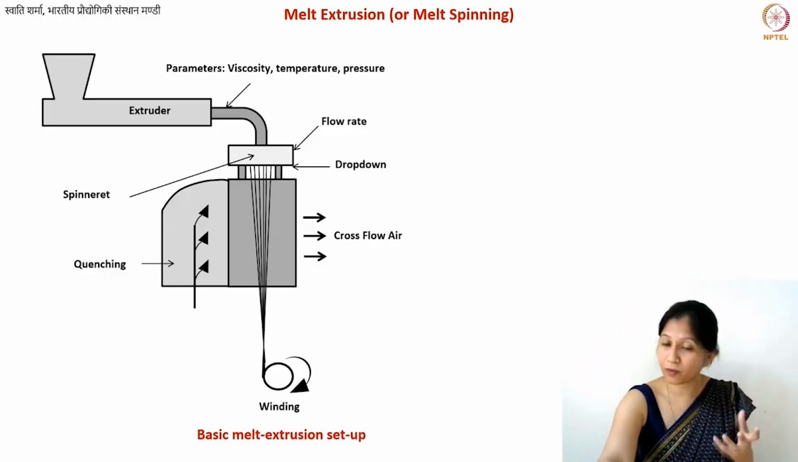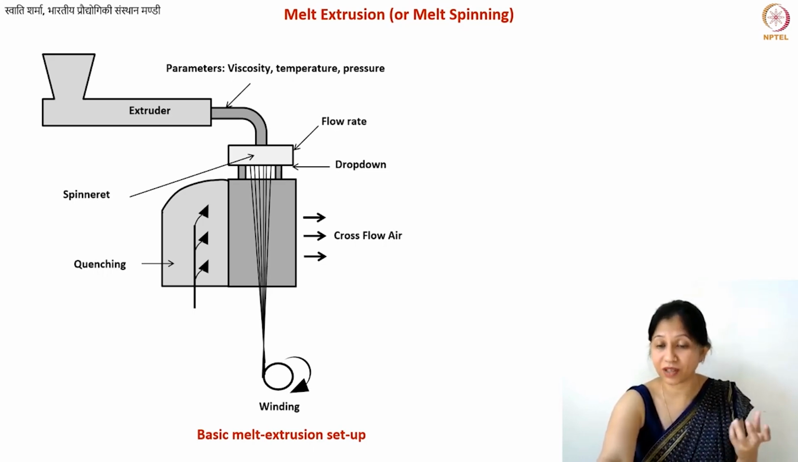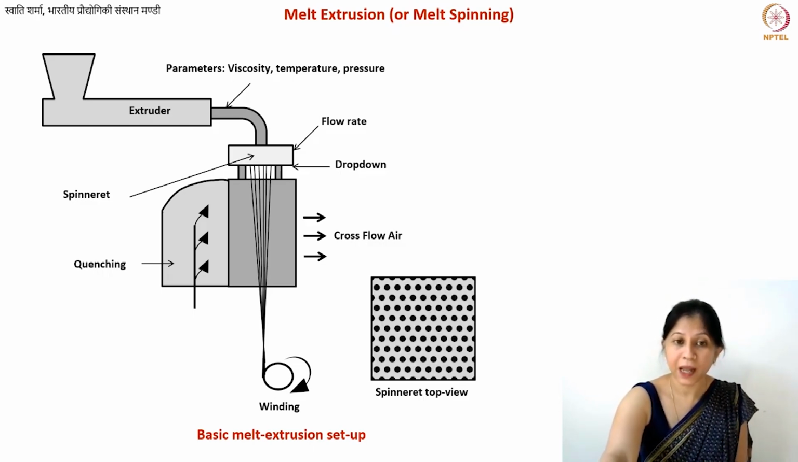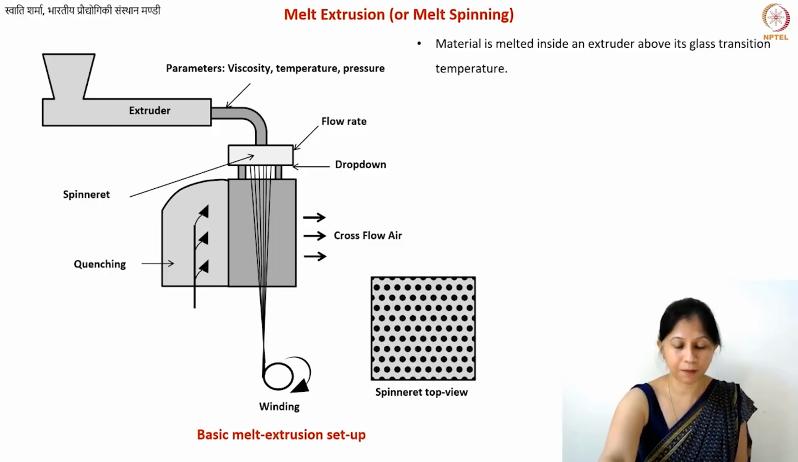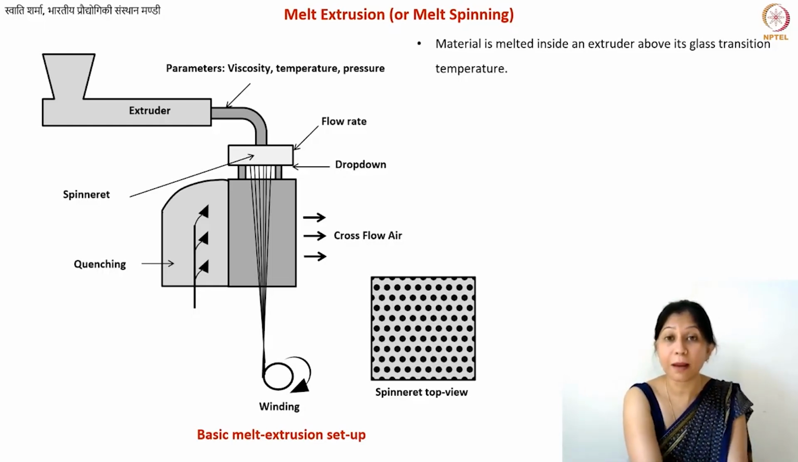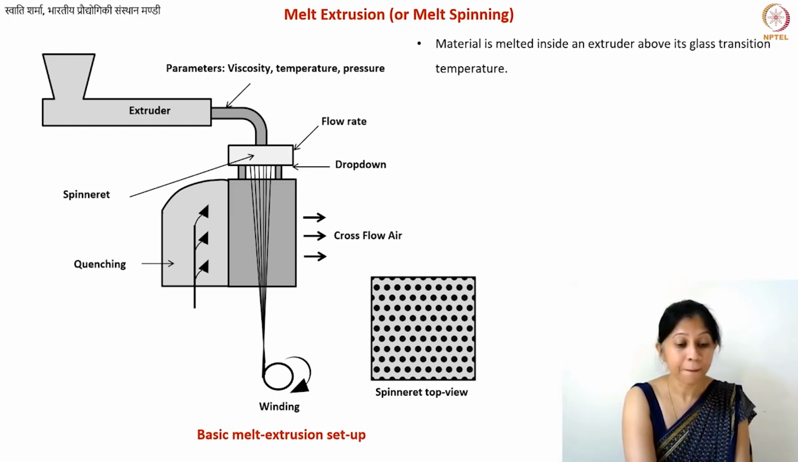This is performed especially for petrochemical precursors such as pitches, and you can also use it for melted polymers. Okay, so let me just detail these steps again. First of all, you melt your material, whatever is your polymer or pitch, above its glass transition temperature. Now, glass transition temperature is a very important concept.